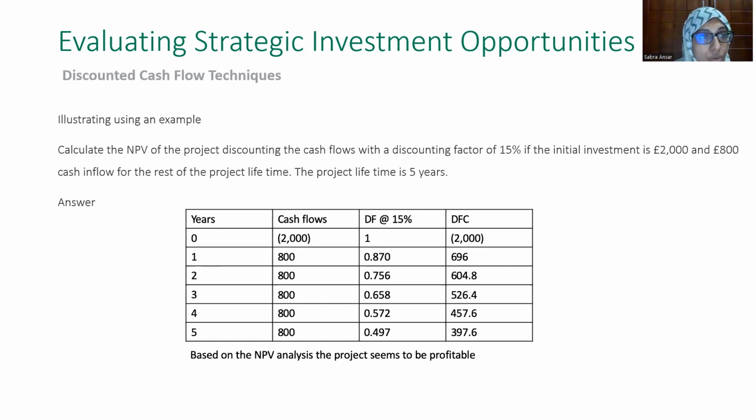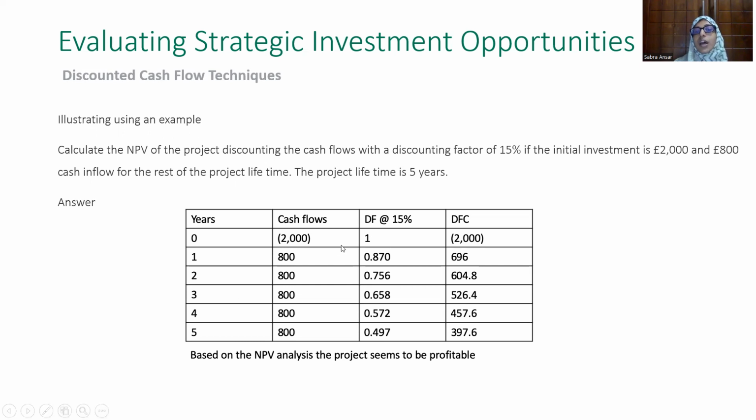Now, as you can see, according to the illustrated example, we need to calculate the NPV of a project, discounting the cash flows with a discount factor of 15%, if the initial investment is 2,000 and there is 800 cash inflow for the rest of the project lifetime. The project lifetime is 5 years. So here the initial investment is 2,000, right? And the cash inflow every year would be 800.